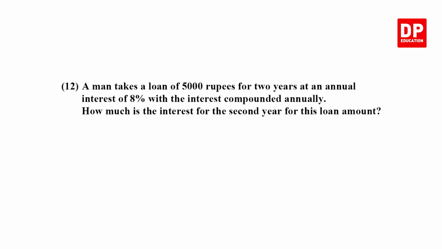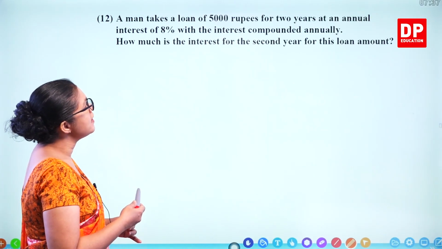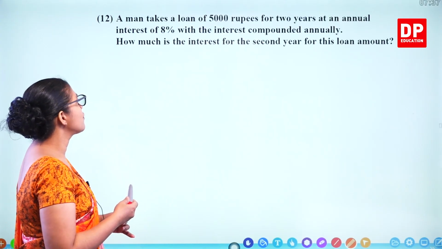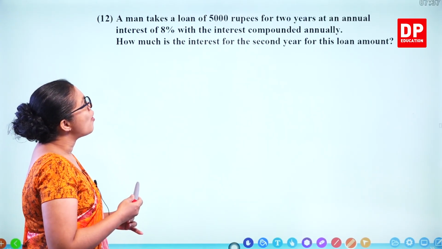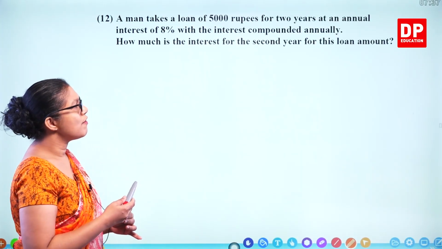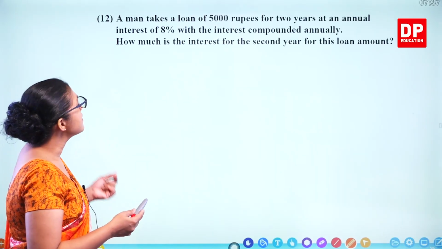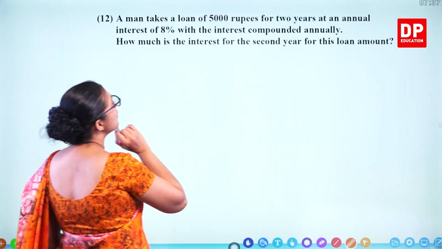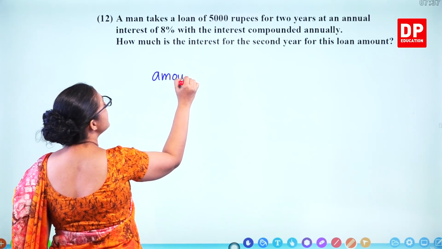Question number 12. A man takes a loan of 5,000 rupees for 2 years at an annual interest of 8% with the interest compounded annually. How much is the interest for the second year for this loan amount? Only the interest for the second year. What's the value after 1 year? Amount after 1 year.